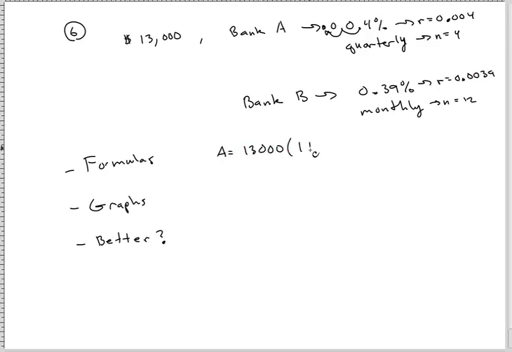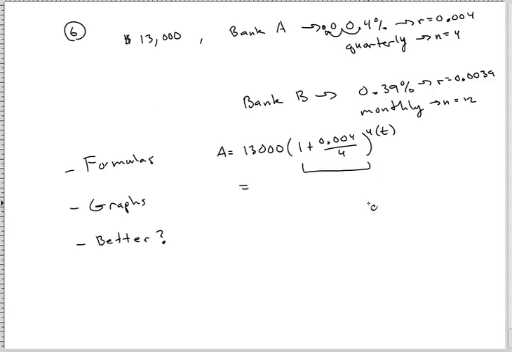1 plus 0.004, all over 4 for quarterly, and then 4 times t. Did you notice that they didn't have a time in here, right? And that's going to be one of those tricky elements because it's a formula. You're not actually solving for an amount yet. So what the homework program's wanting you to do is simplify this inside to a decimal.